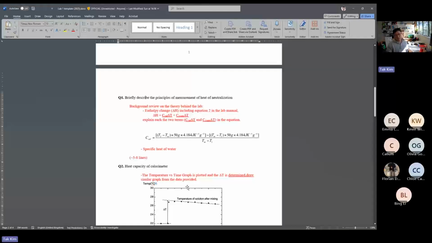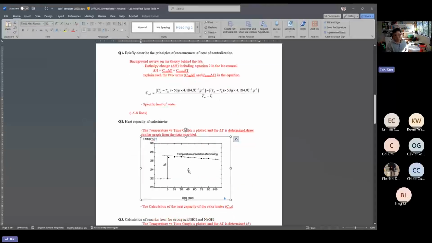So what I suggest you do is delete the graph in the template, and then put your graph in. If you use Excel, you can simply copy your graph from Excel and paste it onto the template. That is what I would do. And you don't really have to label these ones. As long as you can present your graph, it'll be more than fine.